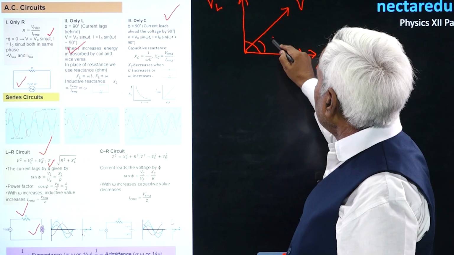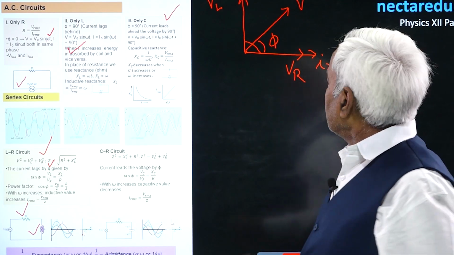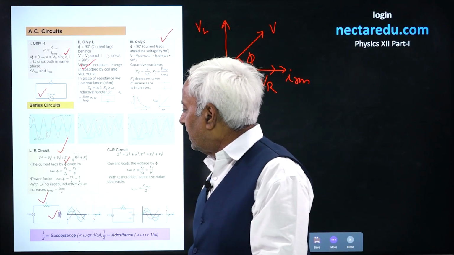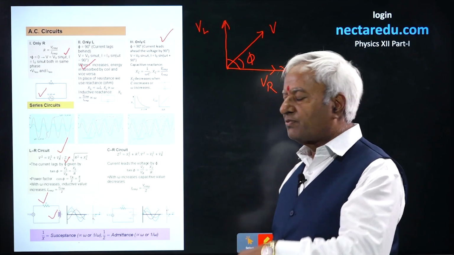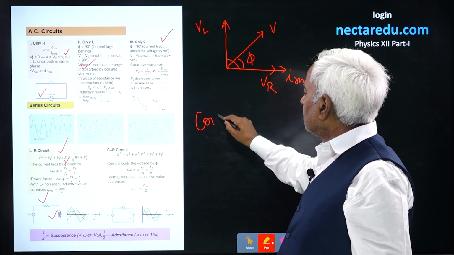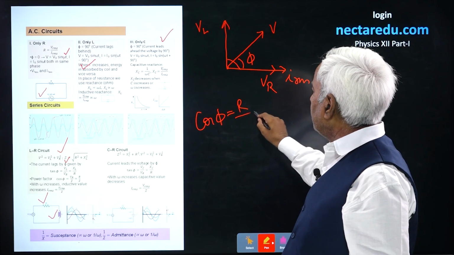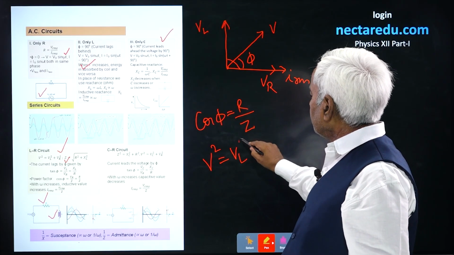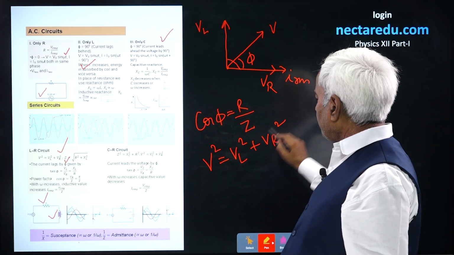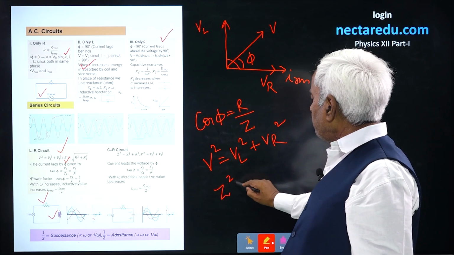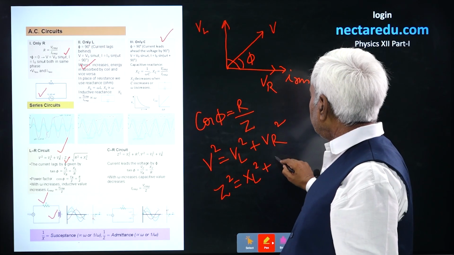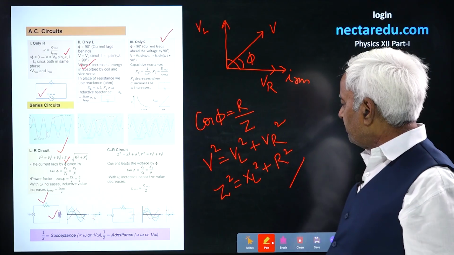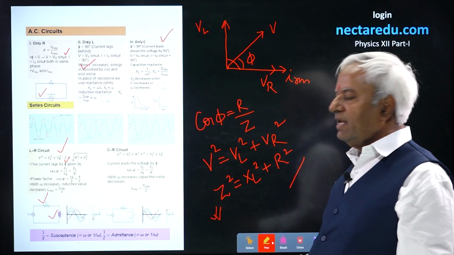This is the final voltage. It's going to be phi. Current is lagging behind: V0 sin omega t and I0 sin omega t minus phi. Cos phi, the power factor, will be given by R upon Z. Here voltage will be given by this relation, VR square plus VL square. Similarly, impedance will be given by this relation. In place of resistance, you are going to have the term impedance, which will again be measured in ohm only.